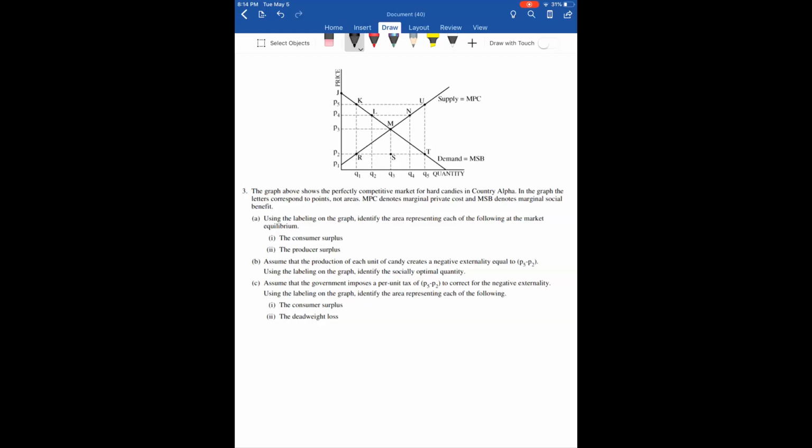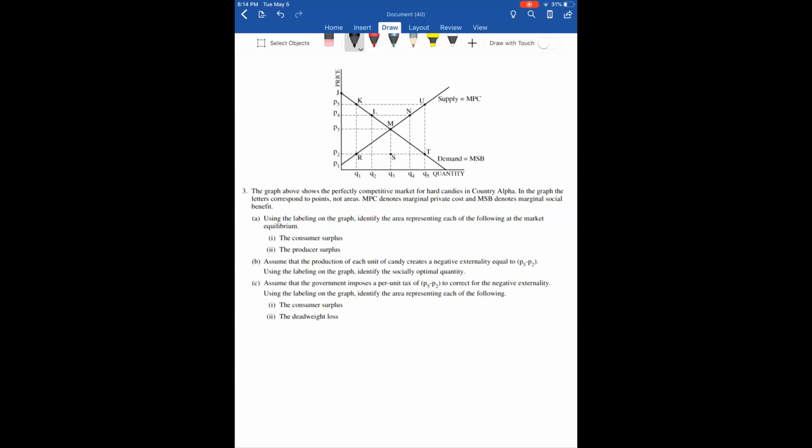This is the 2010 AP Microeconomics FRQ for number 3. And we have a perfectly competitive market for hard candies in country Alpha. In the graph, the letters correspond to points, not areas. MPC denotes marginal private cost, and MSB denotes marginal social benefit.